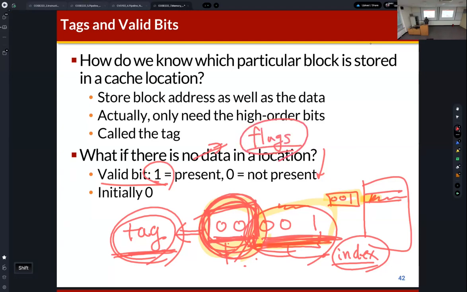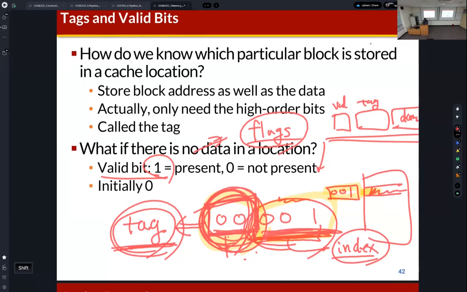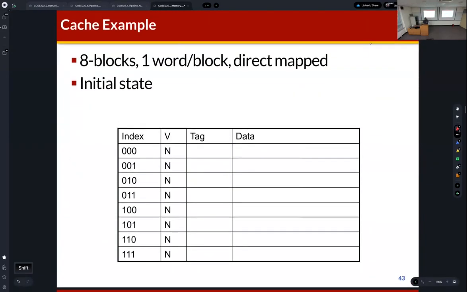So along with the data, we need to store the tag and flags. Like the valid bit, and then the tag, and then the data. So this information is stored in the cache entry. Okay, let's see the example.